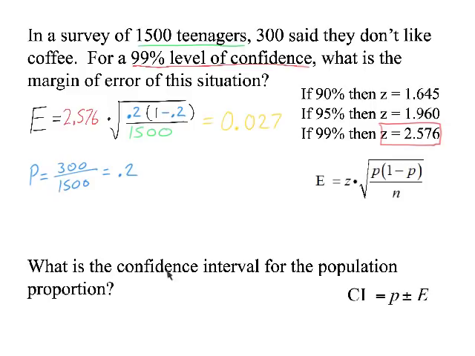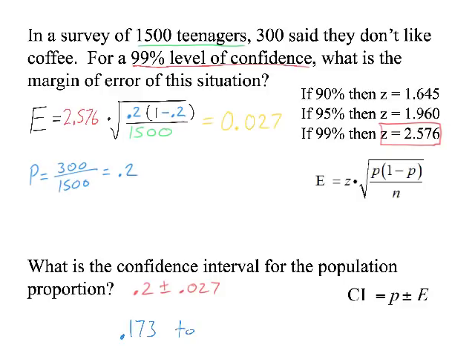So let's apply the confidence interval. So what is the confidence interval of the sample proportion? So we're going to apply this to this. If you look at the formula, we take your sample proportion and add or subtract our margin of error. So our sample proportion is 0.2. We're going to add or subtract 0.027.